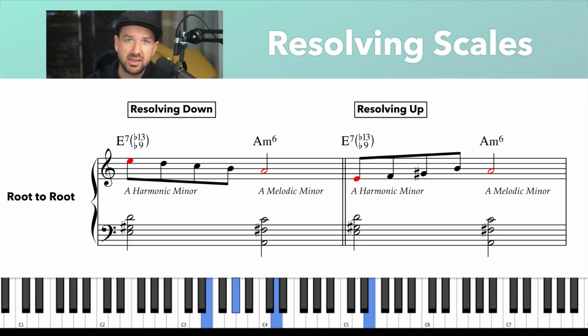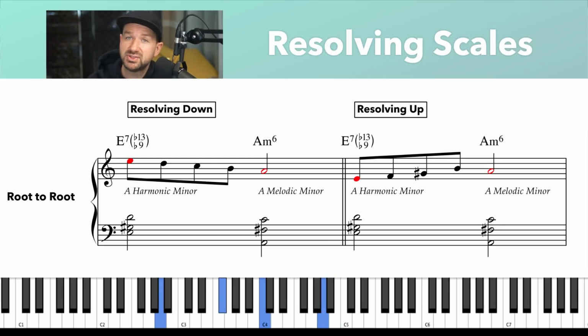So if we start on E and we go down that A harmonic minor, look at this, root to root. And I have that little E7 flat 9, flat 13, because that's the chord symbol that lines up with this scale. If we go up from here, we go up that A harmonic minor.